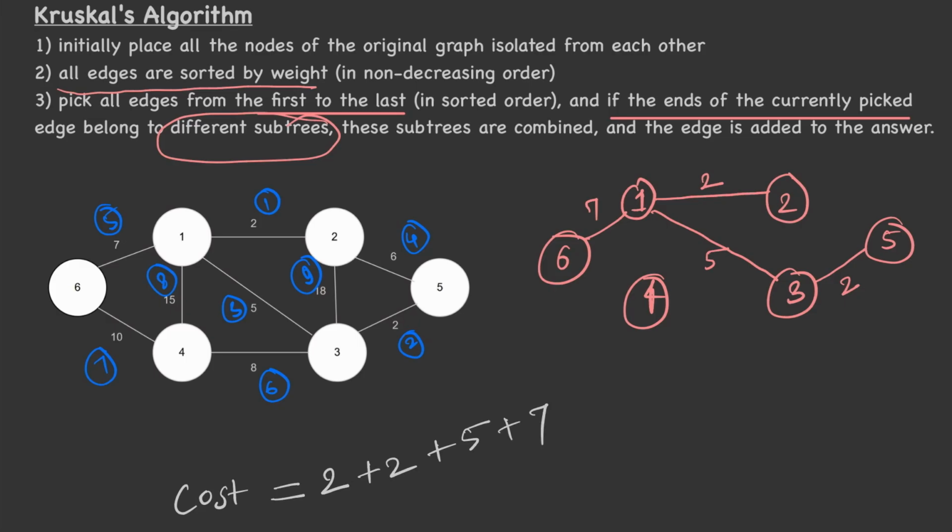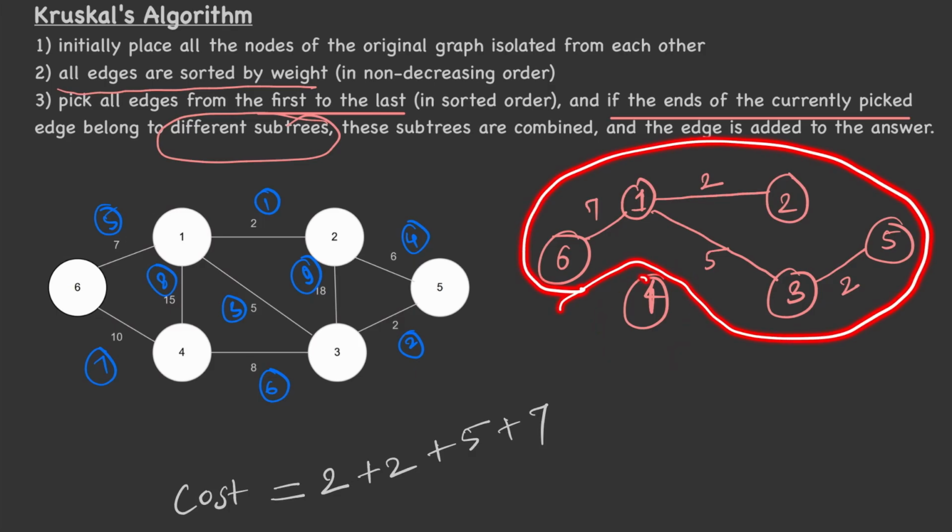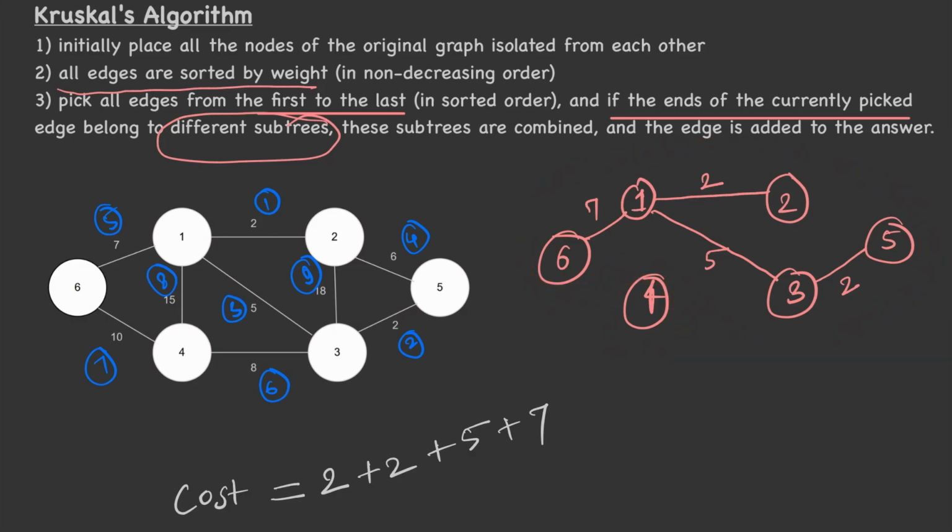Then let's take the next edge, which is this particular edge, connecting 3 to 4 and has a weight 8. Now if you look carefully, the vertex 4 and vertex 3 are actually part of different subtrees, right? They are not connected. Hence we are going to take this particular edge and connect 3 to 4 and our cost will be increased by 8.